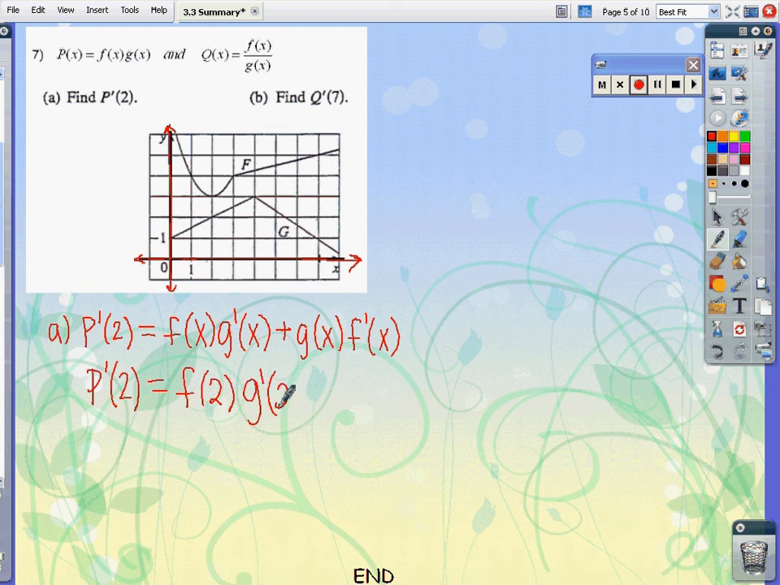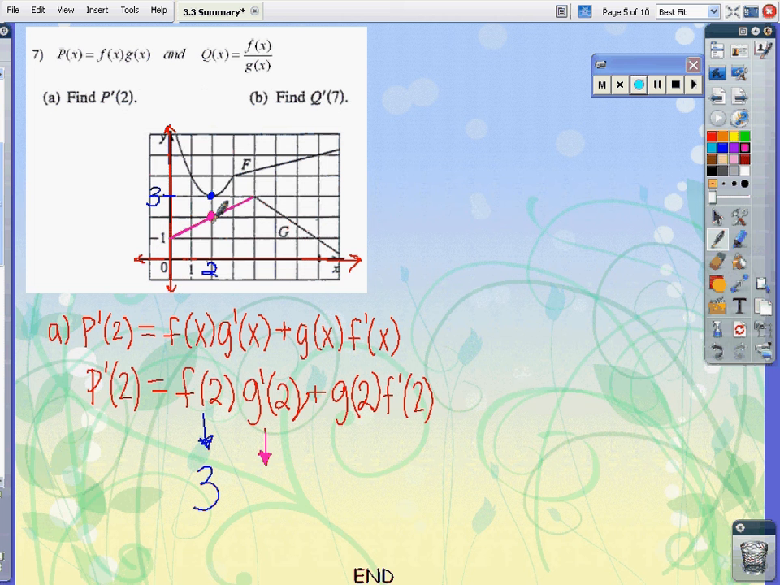Let's do f of 2. The f function is that top function. We're going to go over to 2. This point right there, the y value is 3. So f of 2 is a y value, and that's 3. Now I'm going to do g prime of 2. Well, g prime of 2 is a little bit harder. Here's g, right here, and g prime means I need to find the slope at 2. It's nice because it's a line, so you can easily find the slope. I can go up 1 over 2. The slope of that pink line is 1 half.